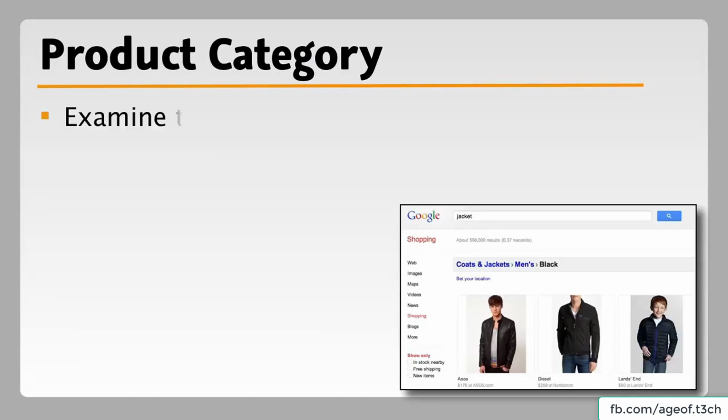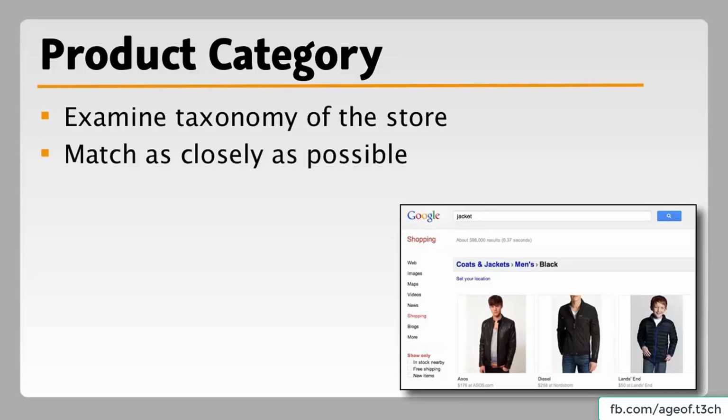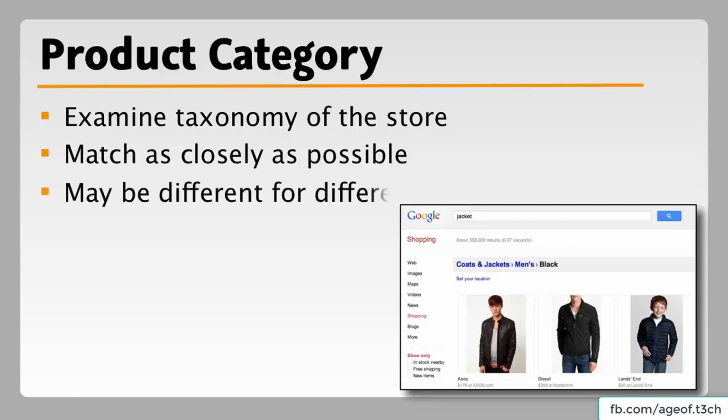The product category, really the best way to look at that is go to the site that you are adding the feed and examine the taxonomy or the organization of what they're doing and match it. So for Google Shopping, the example here is coats and jackets, men's, black. So when they're looking for the category, use the category that is being used by that store. It may be different for different stores, so always be sure, before you upload the feed, to examine how that store is developing its organization or its taxonomy.